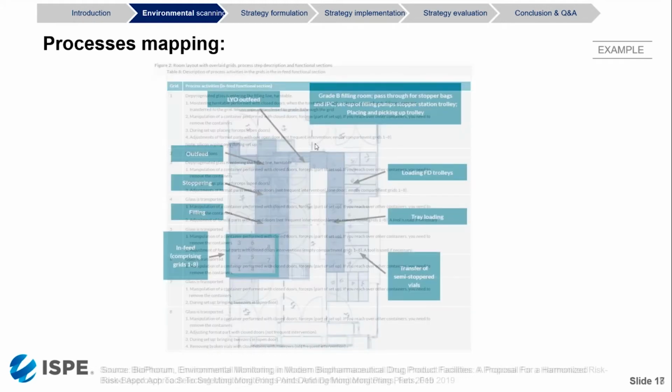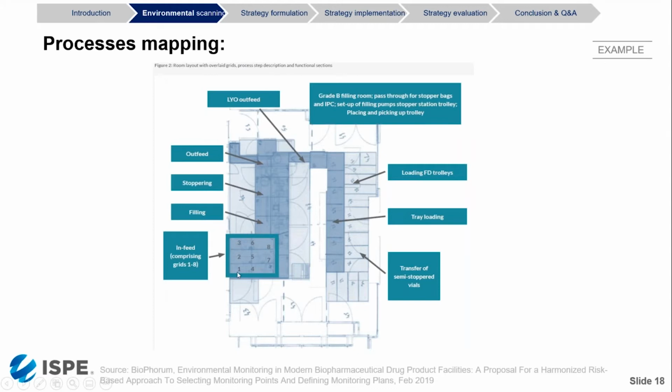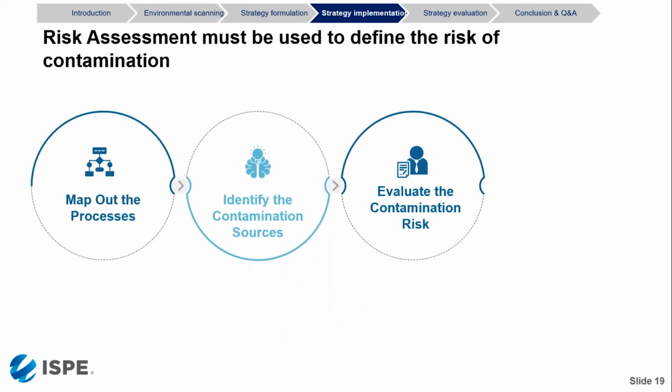So what they did is they mapped this facility here, and they look at the number 1, 2, 3, 4, 5, 6, 7, 8, and they develop what happened in each section. And the goal here is to assess the level of the risk. So as I said, the mapping of the pharmaceutical process is really critical to first define your element of the risk and develop the process knowledge.